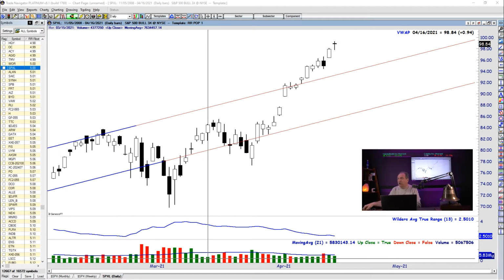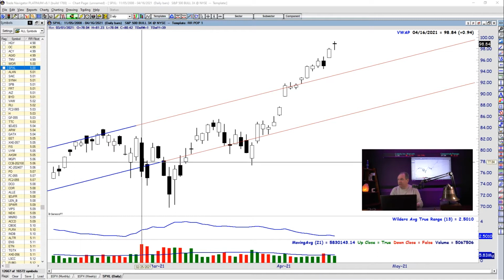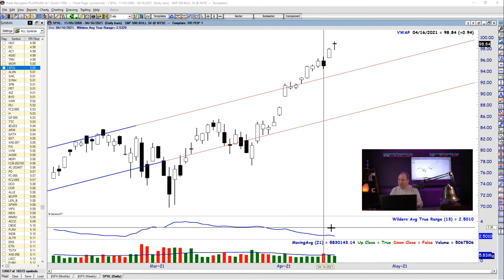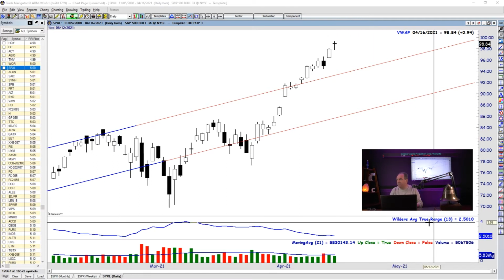Today I want to talk about what Wilder's average true range is and how to use it in your own trading. And we're going to do so in 2 minutes. All right, so if we turn to the chart, you'll notice at the very top of the chart we have our candles, standard candlesticks. And at the very bottom, the center indicator says Wilder's average true range.